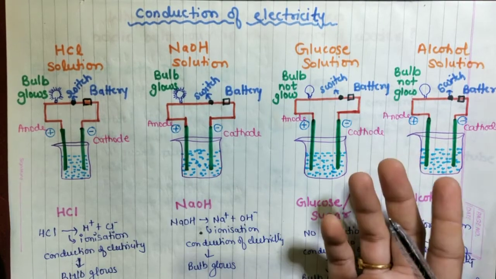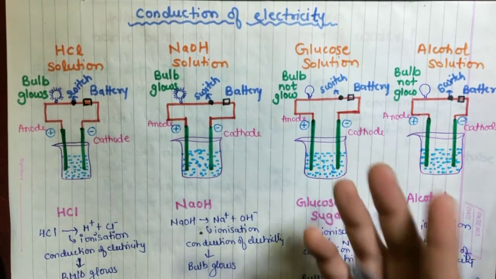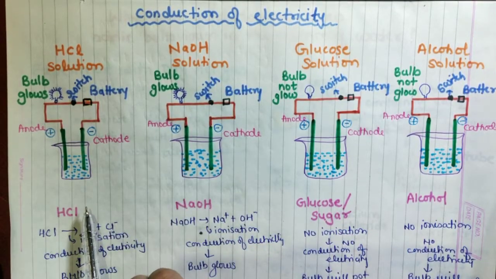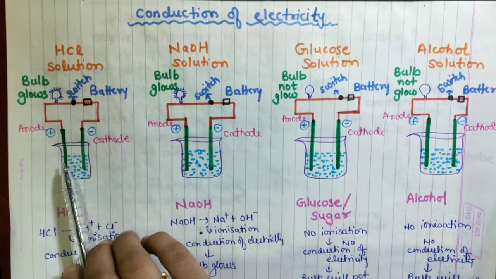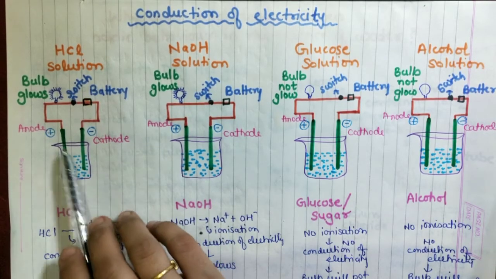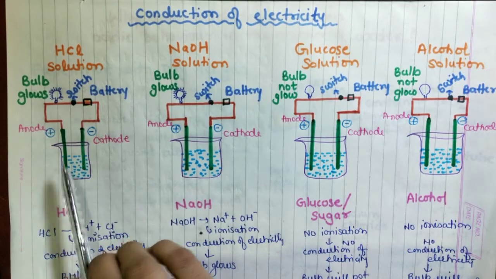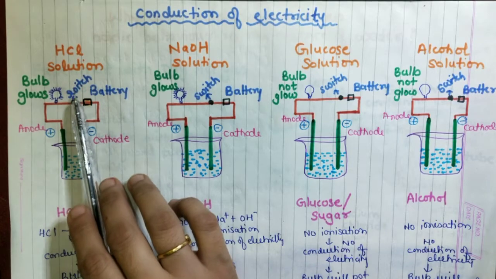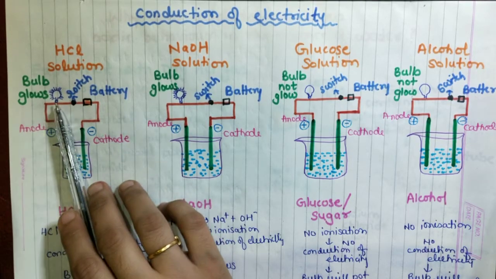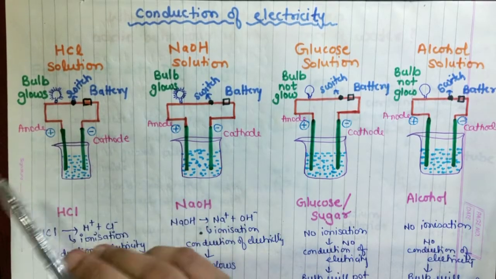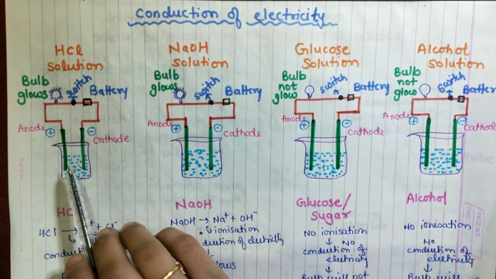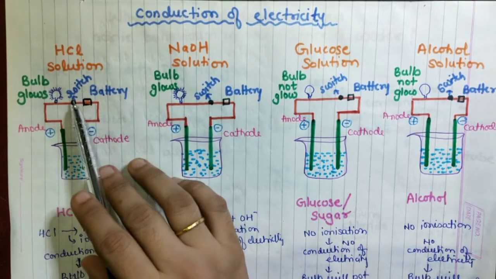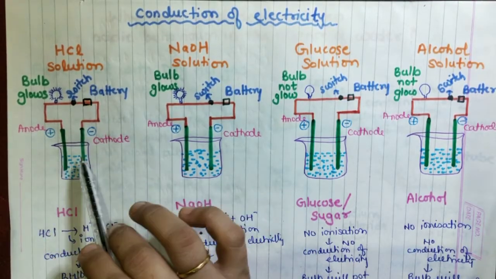On what basis can we say that electricity is conducted? Let us take an example of HCl solution. HCl solution is taken in a beaker and two electrodes are fitted in it, along with a 6 volt battery, a switch for turning the battery on and off, and a bulb attached to the circuit. After the battery is switched on, current will be generated.